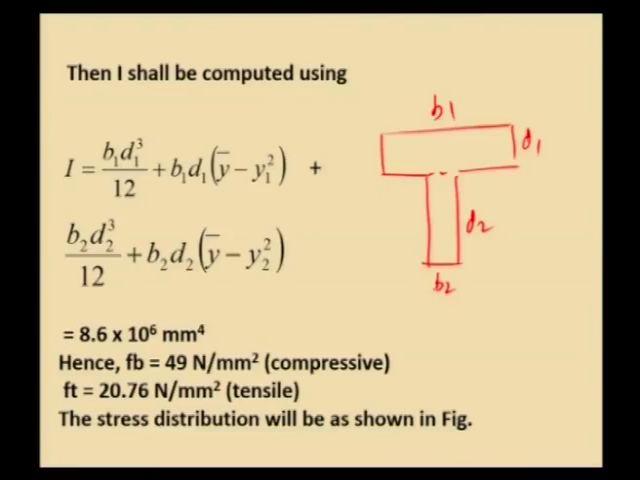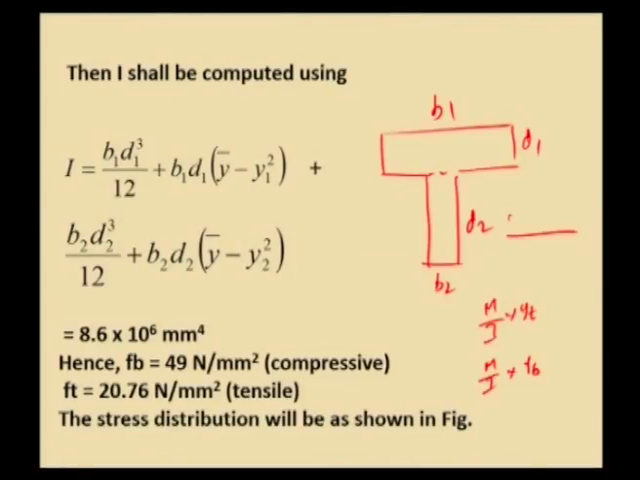Now, we can easily compute the bending stresses at the bottom fiber and at the top fiber using the formula M by I into yt and M by I into yb. All these values are known, therefore, we can compute the value of Fb as 49 Newton per mm squared and Ft as 20.76 Newton per mm squared.